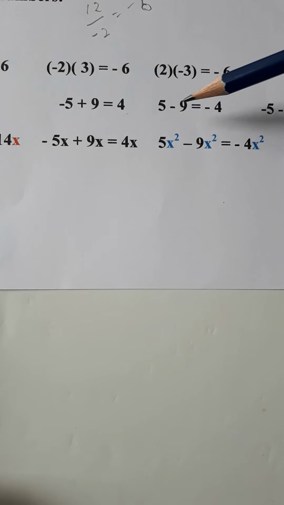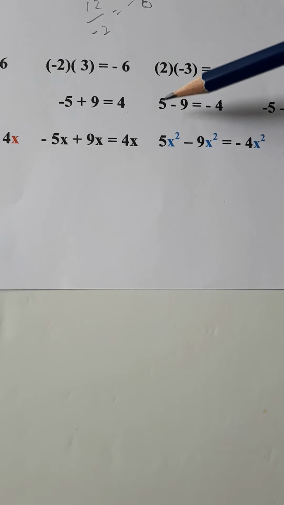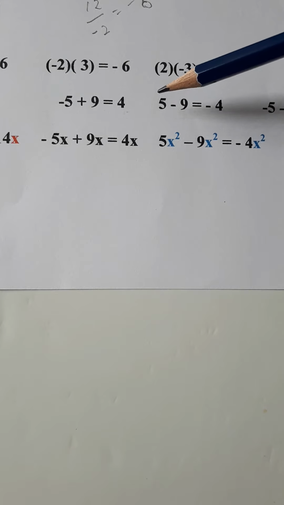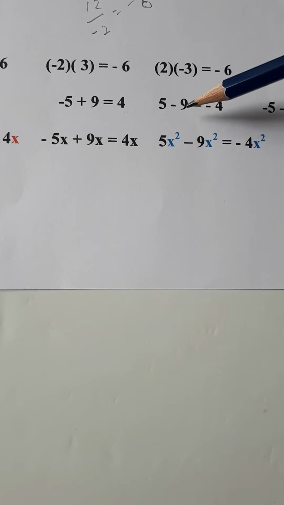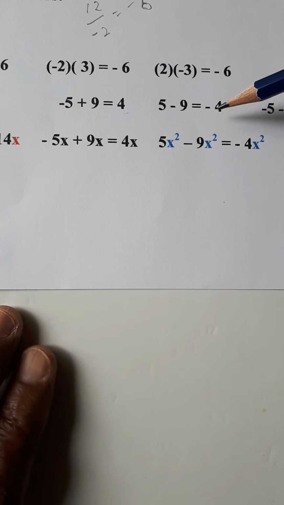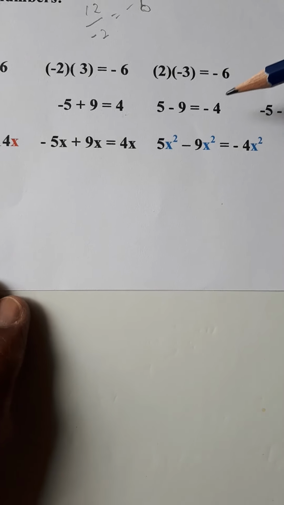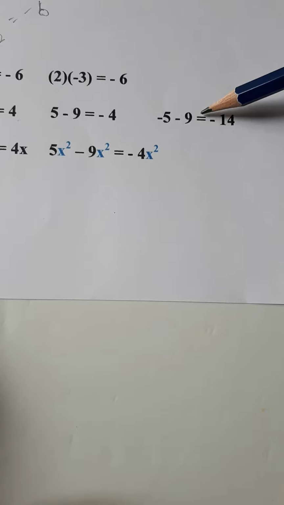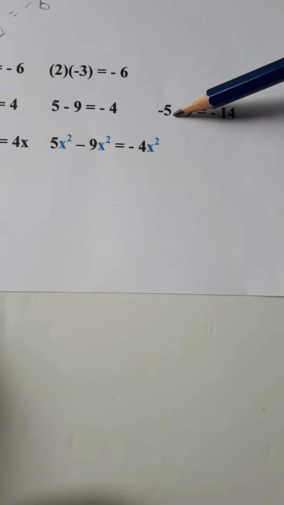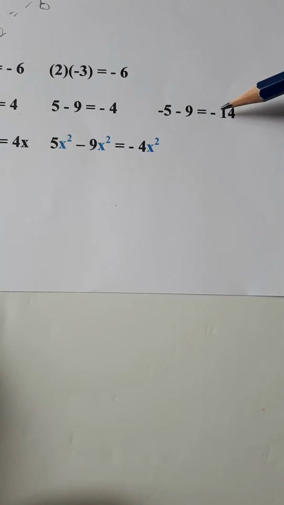But in this case, when you don't have a sign in front, it is plus. So plus 5 minus 9. The difference is 4, and the sign of the bigger number is negative, therefore minus 4. When you are doing this one, minus 5 minus 9, when both are negative, you simply add them, that is 14, and the answer is always going to be negative.